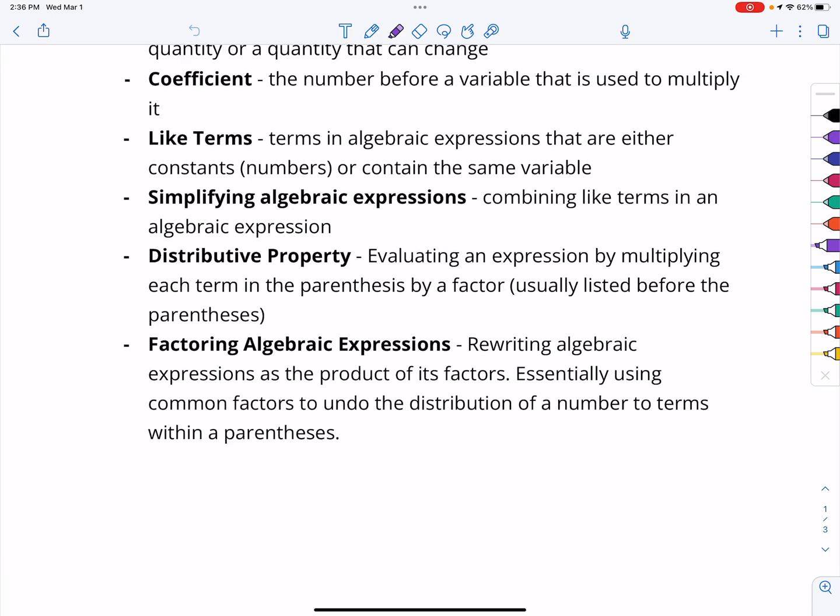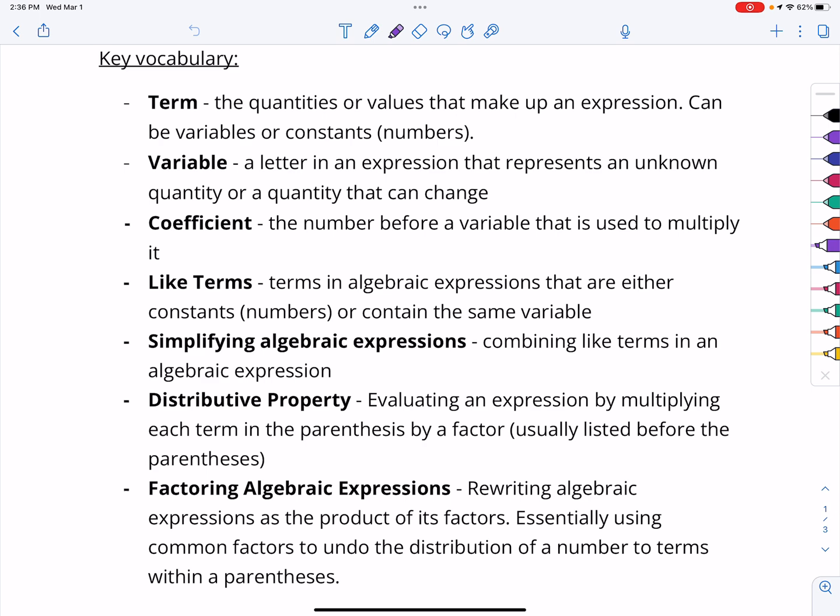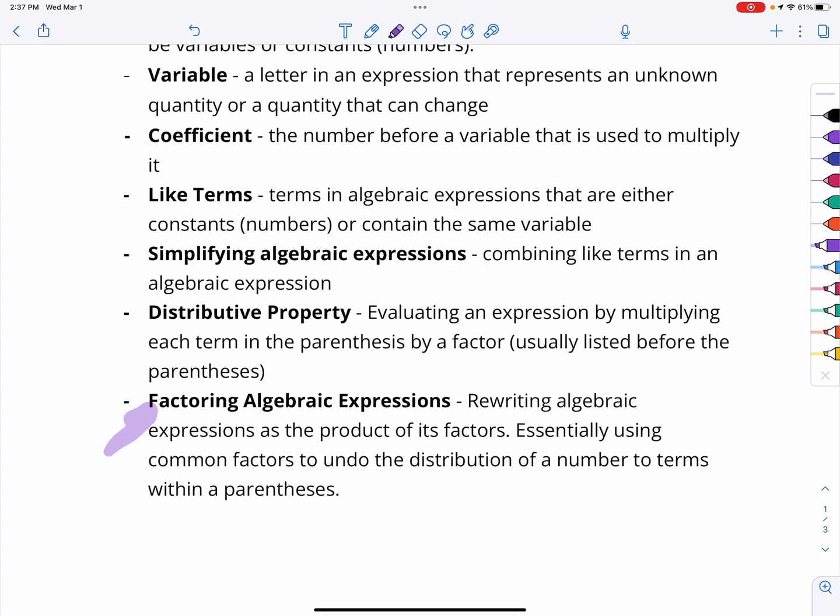A couple terms, vocabulary that we are going to be using. Factoring algebraic expressions: this is rewriting expressions as the product of its factors. So we're going to be using some division. We'll be using what we know about greatest common factor and then applying it to our work with algebraic expressions. Essentially, this is using common factors to undo the distribution of a number to terms within a parentheses.